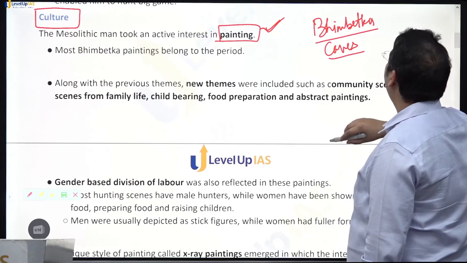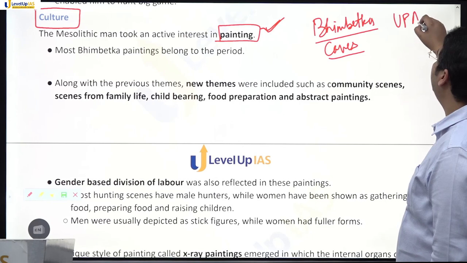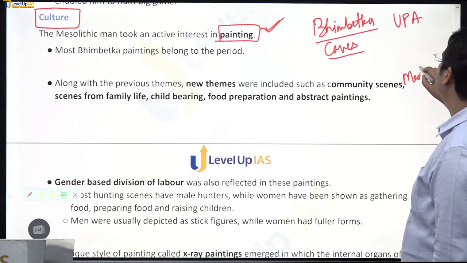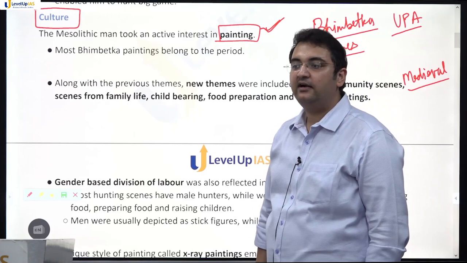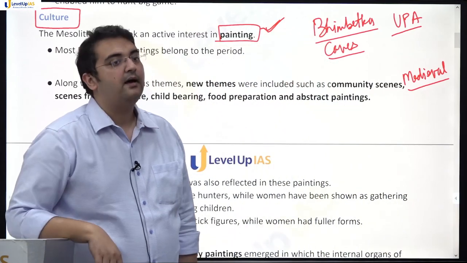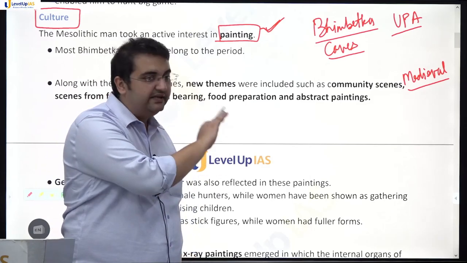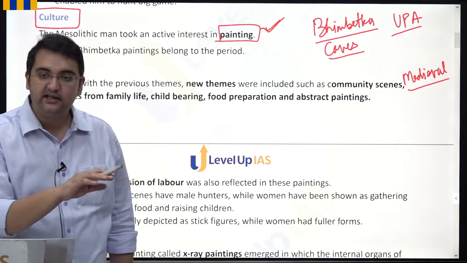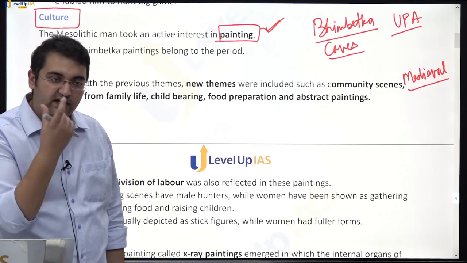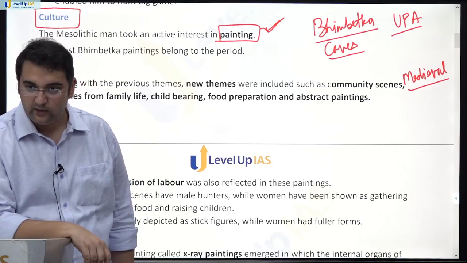Have been occupied almost continuously right from the Upper Paleolithic age up to the medieval age. It consists of more than 500 painted surfaces. About 90% of those can be attributed to the Mesolithic period alone. So this covers a history of more than 2 lakh years. And only in a period of 3000 years, you have the representation of almost 90% of the entire artwork. ठीक है?